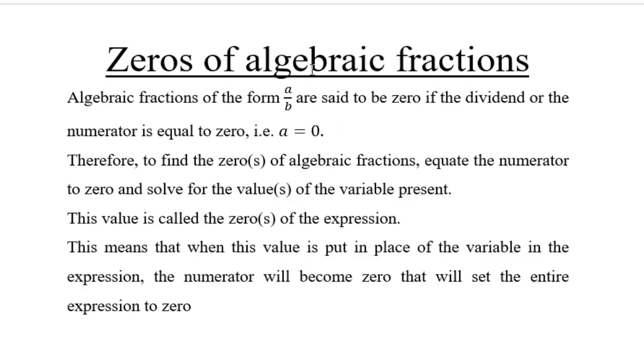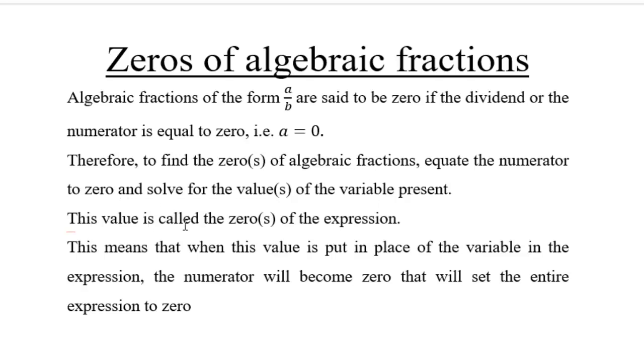So, in every fraction, we have the dividend and a divisor. In other words, numerator and denominator. So in this case, the dividend is the numerator, a over here. So for an algebraic fraction to be 0, the numerator should always be equal to 0. And so therefore, to find the zeros of algebraic fractions, what you need to do is to equate the numerator to 0, and then you solve for the value or the values of the variable present.